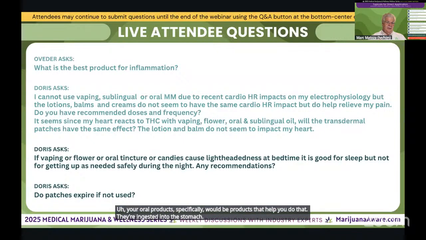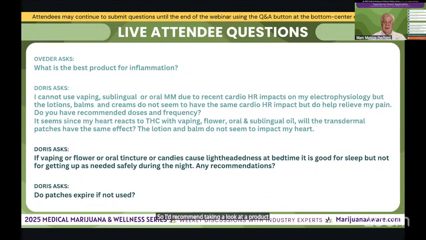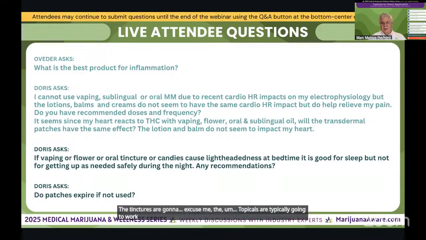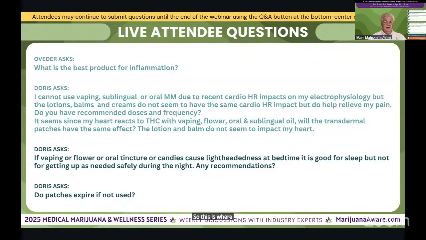It typically takes between 30 minutes to 2 hours to work, but they do work for 4 to 10 hours. So I'd recommend taking a look at a product in that area. Now, the topicals are typically going to work 1 to 2 hours. So if you put them on at bedtime, an hour or two later, the effect is probably going to wear off. So using an oral product will help you make it through the night.